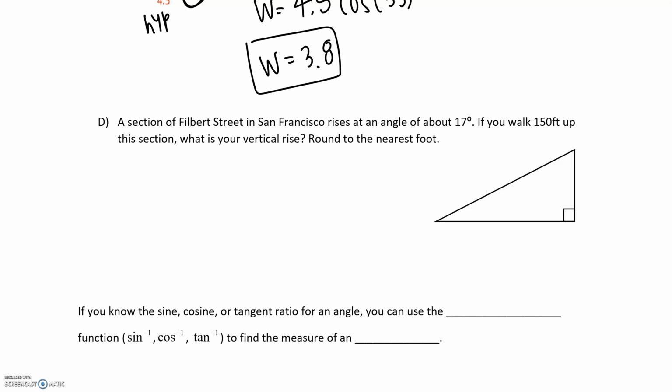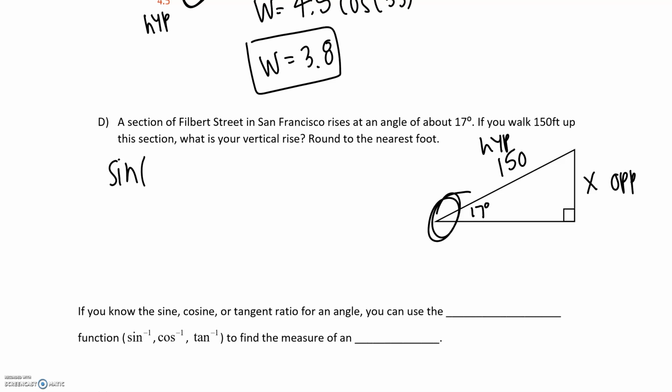This last one, it says a section of Filbert Street in San Francisco rises at an angle about 17 degrees. So we've got the 17-degree angle. And if we walk 150 feet up this section, we want to know what the vertical rise is. So right now we have this angle right here. We have our opposite and we have our hypotenuse. So we're going to use sine.